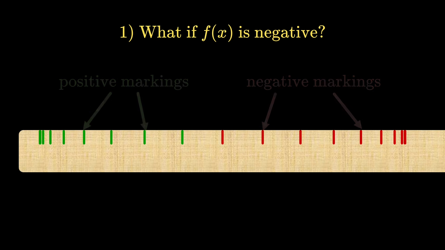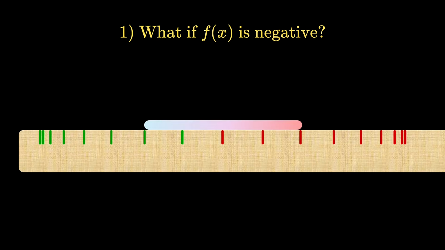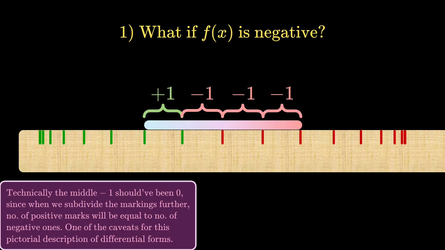So, when we measure this interval, we have a positive count when it reaches a green marking, but a negative count when it reaches a red one. In this illustration, the quote-unquote length is -2 because of one positive marking and 3 negative ones.